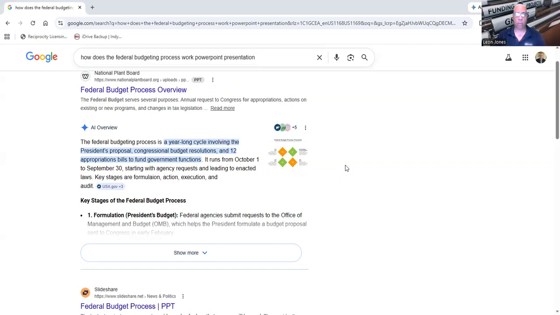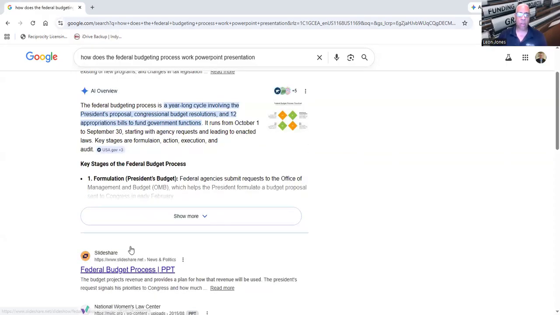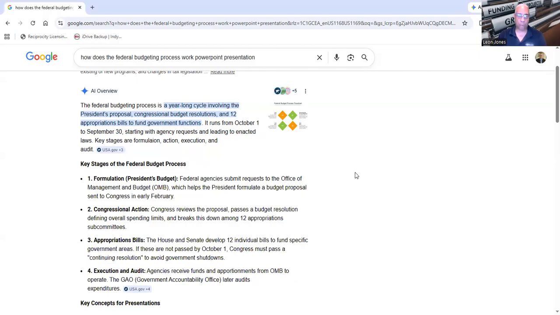Now, it runs from October 1st to September 30th, starting with agency requests and leading to enacted laws. Key stages are formulation, action, execution, and audit. Now, the key stages of the federal budget process are formulation, that's the president's budget, where federal agencies submit requests to the OMB, which is the Office of Management and Budget, which helps the president formulate a budget proposal sent to Congress in early February.